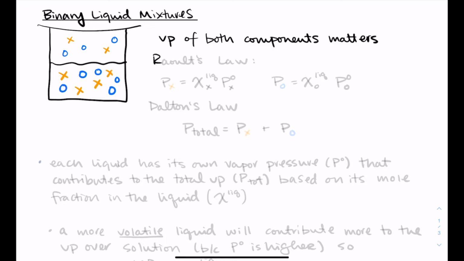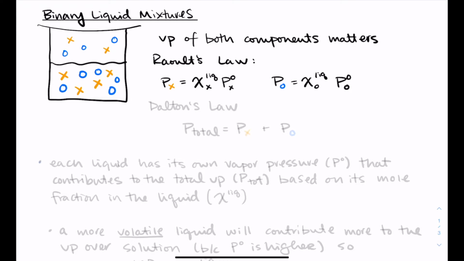So for Raoult's law, this applies individually to the components of the mixture. So the vapor pressure due to component X is the mole fraction of X in the liquid times the pure vapor pressure of component X. Exactly like we did before. It's just that component O also has a vapor pressure because it is some sort of semi-volatile liquid. So the vapor pressure over the solution due to component O is the mole fraction in the liquid of component O times the pure vapor pressure of component O. So that is how you find the vapor pressure for each component.